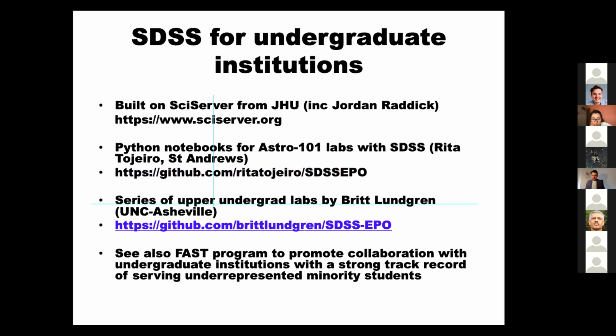I should also mention the FAST program, which promotes collaboration and involvement with undergraduate institutions with a strong track record in serving underrepresented minority students. That was mentioned as well in Gina's talk previously.